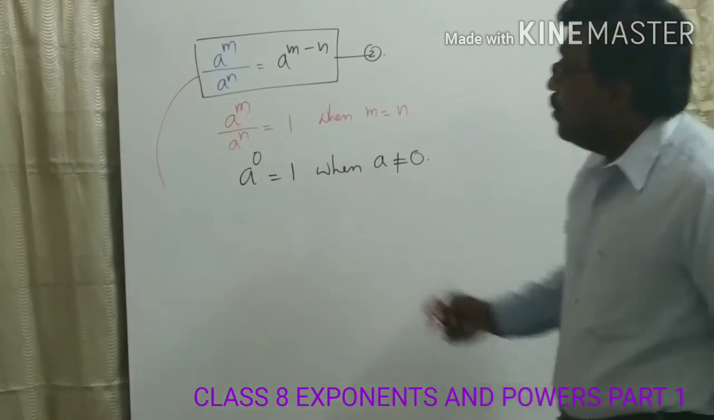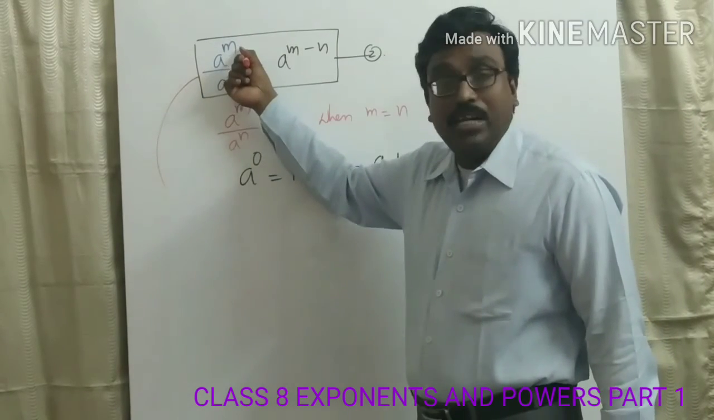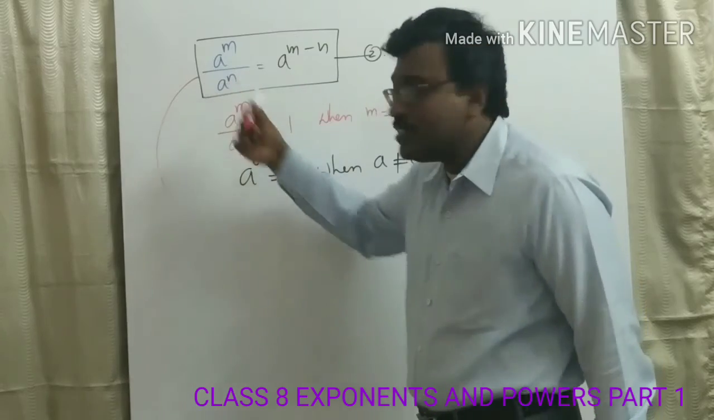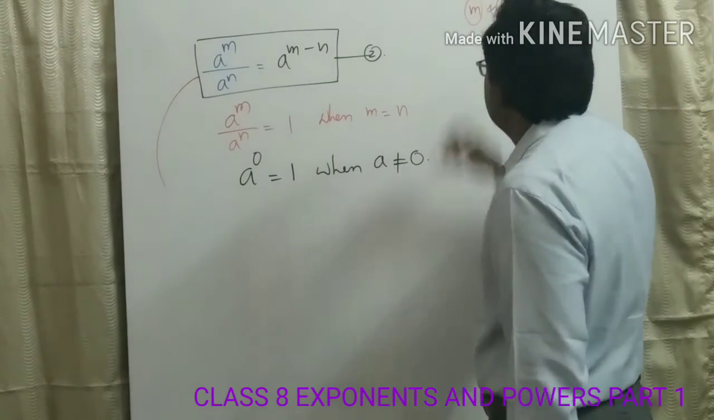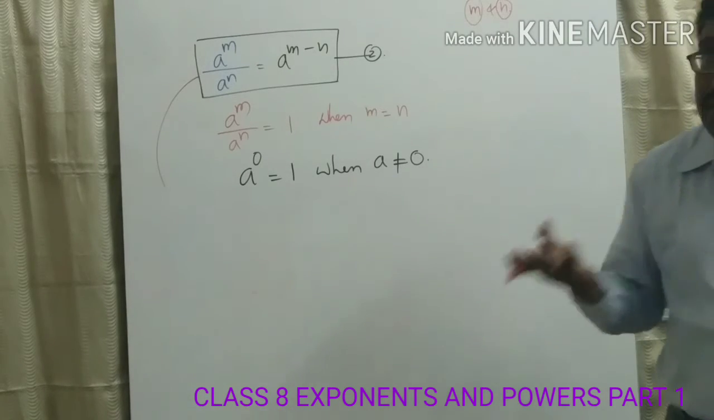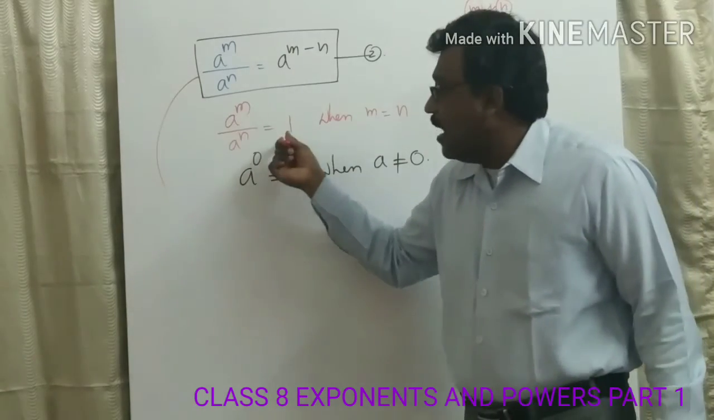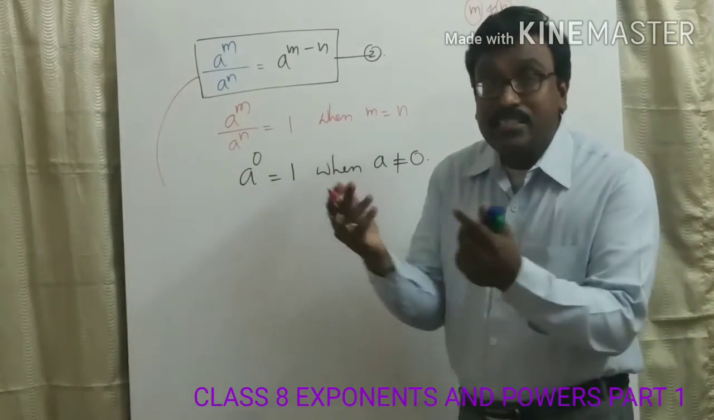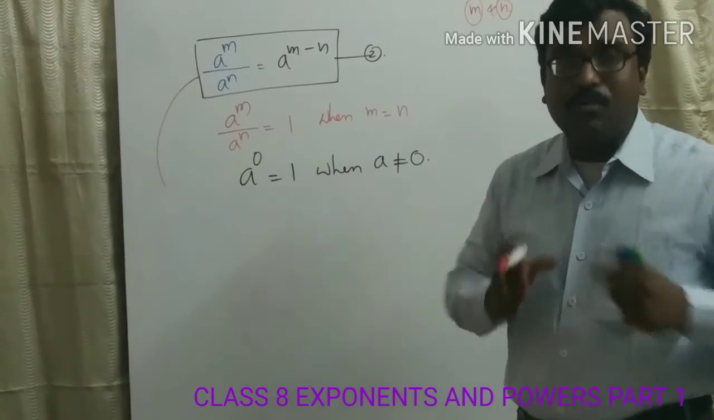Now, here a power m by a power n. Numerator power is m and denominator power is n, where m and n are powers. These powers are either two different numbers or equal numbers. If it is equal, the answer is 1. If it is different, that is nothing but what is called the law of trichotomy.